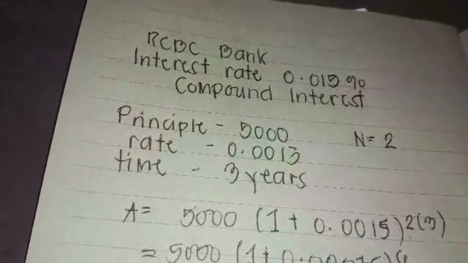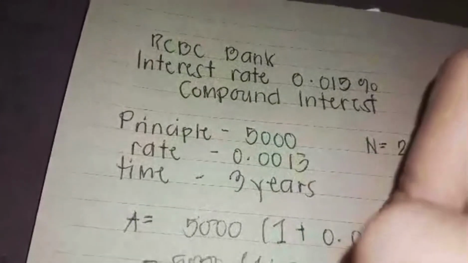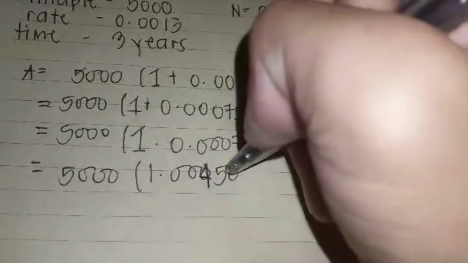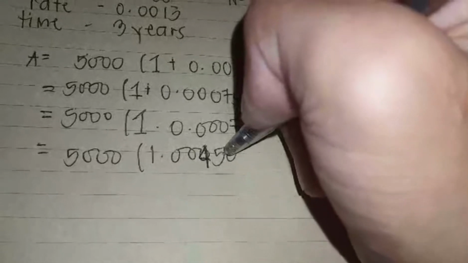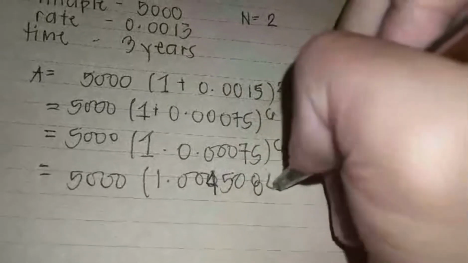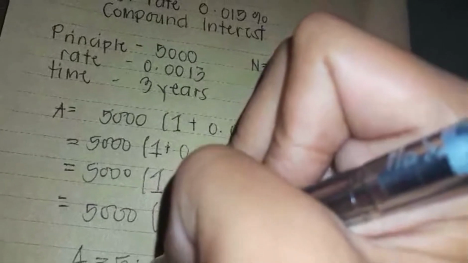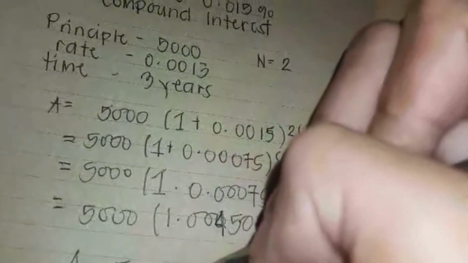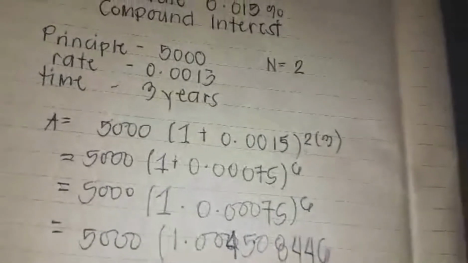5,000 times 1.004508446, and the final answer is A equals 5,022.54.